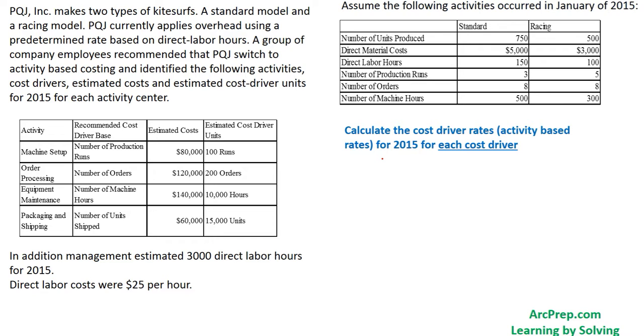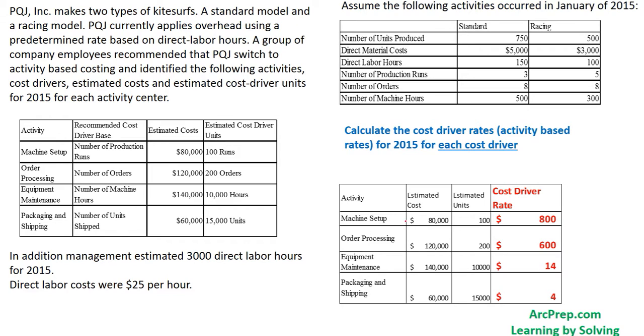So we are going to calculate the cost driver rates for each activity under activity-based costing. Machine setup was 80,000 divided by 100 units. Cost driver rate is $800 per run. Order processing is $600 per order. Equipment maintenance is $14 per machine hour. And packaging and shipping is $4 per unit. All I'm doing is dividing the estimated cost for the year by the estimated cost driver unit.